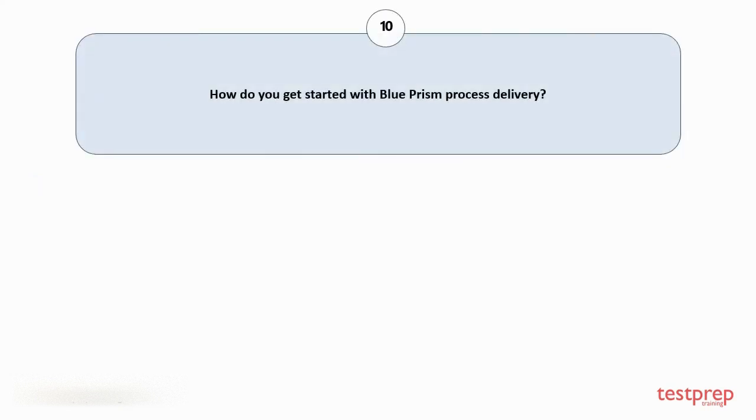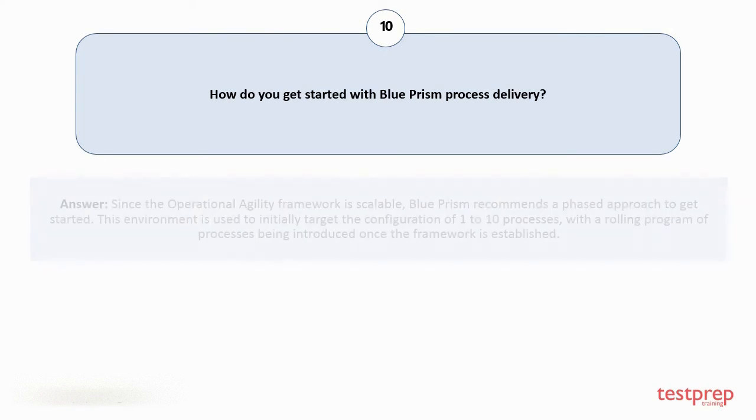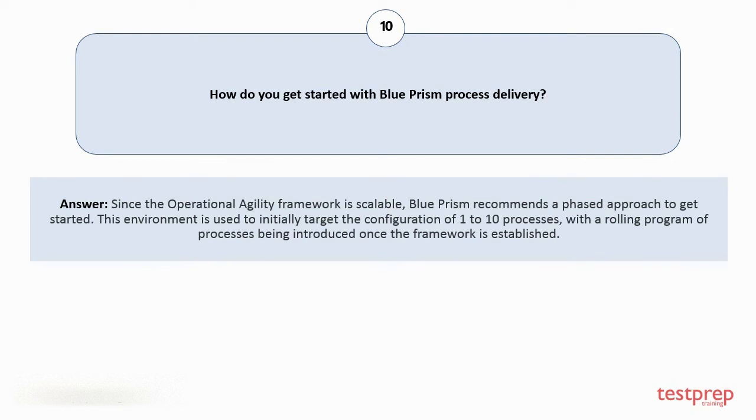Question number 10, how do you get started with Blue Prism process delivery? Your answer is: since the operational agility framework is scalable, Blue Prism recommends a phased approach to get started. This environment is used to initially target the configuration of 1 to 10 processes, with a rolling program of processes being introduced once the framework is established.